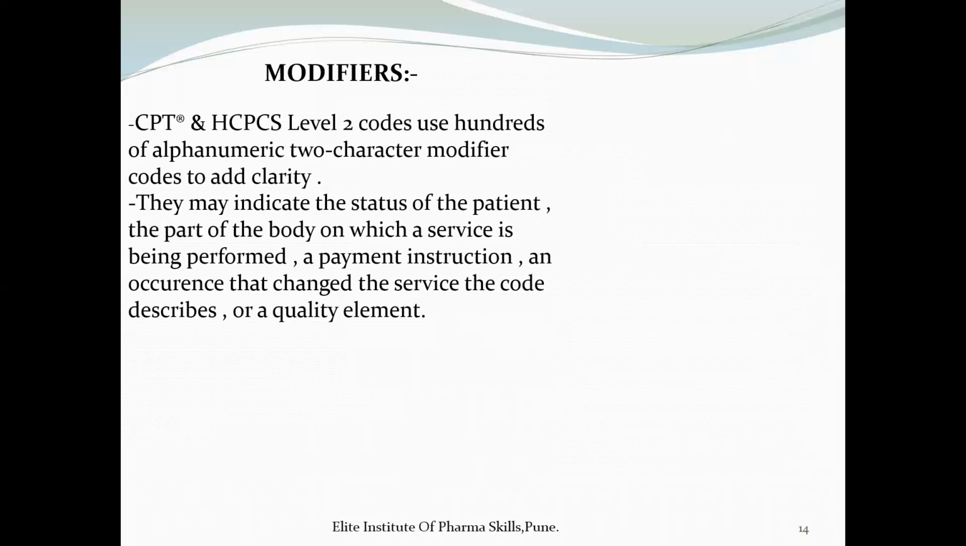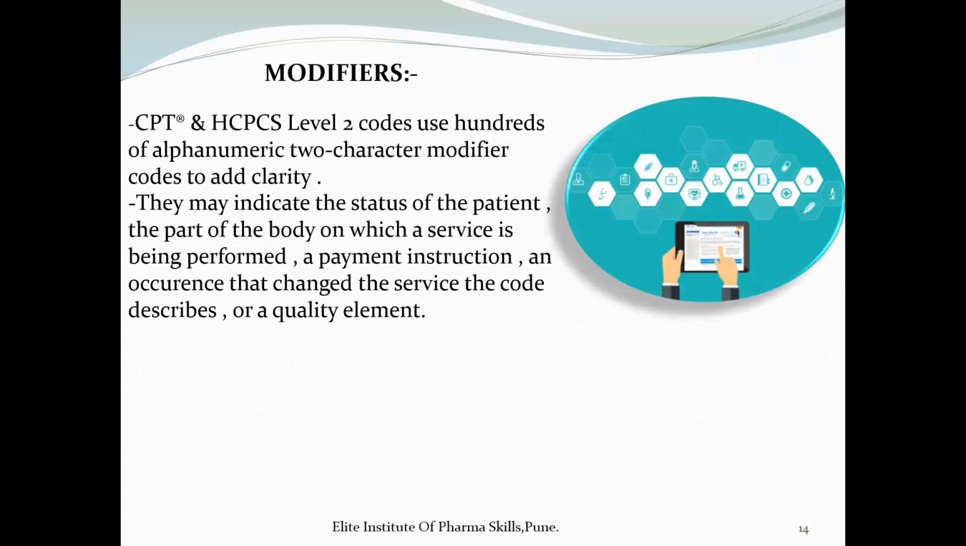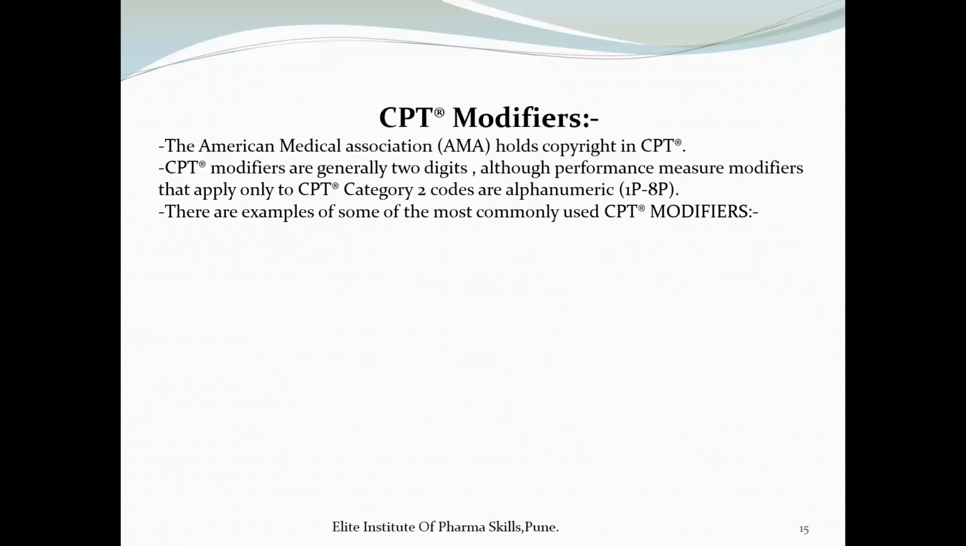Now we'll see the modifiers. CPT and HCPCS Level 2 codes have hundreds of alphanumeric 2-character modifier codes to add clarity. They may indicate the status of the patient, the part of the body on which a service is being performed, a payment instruction, an occurrence that changed the service the code describes, or a quality element. Now we'll see the CPT modifiers and HCPCS Level 2 modifiers in detail.